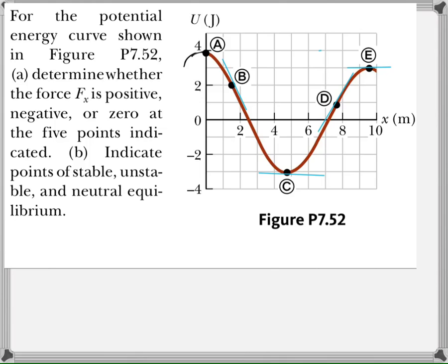What about C? C is an equilibrium point. Force is zero, but is it stable or unstable? It is stable because it's a local minimum. If it's a local minimum, it's stable. If it's a local maximum, it is unstable. So similarly, D is not an equilibrium point, and E is an equilibrium point, but it's an unstable equilibrium point.